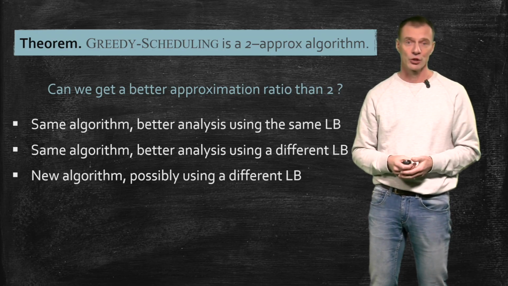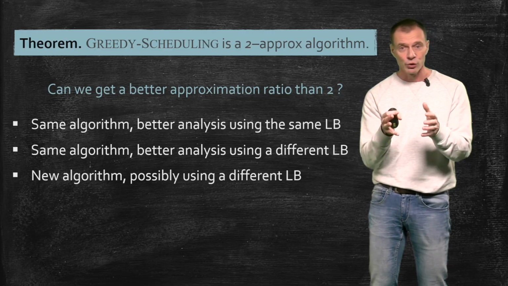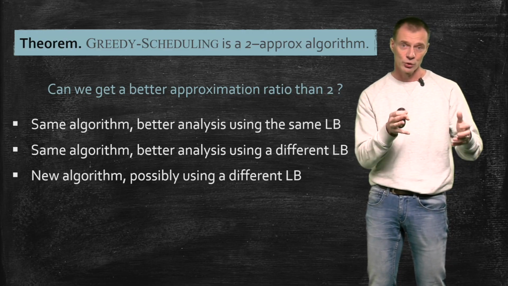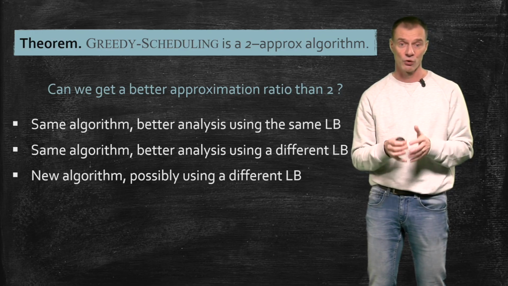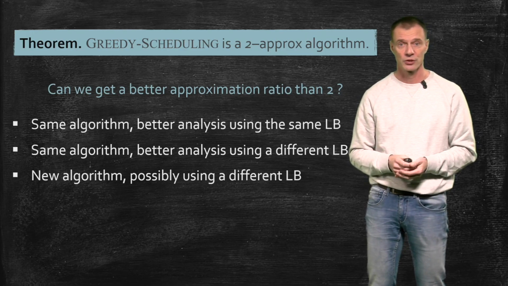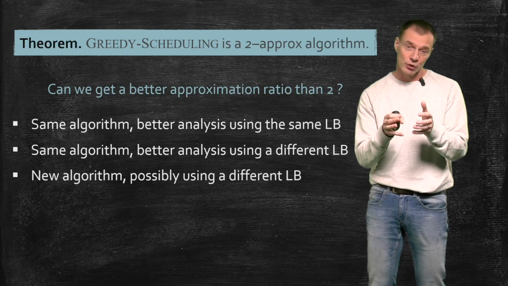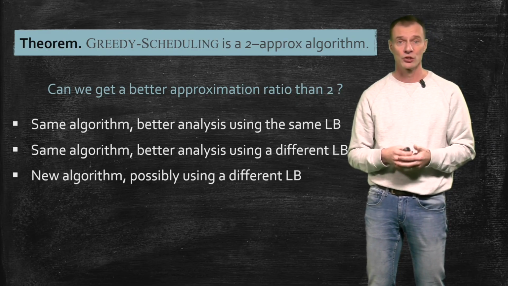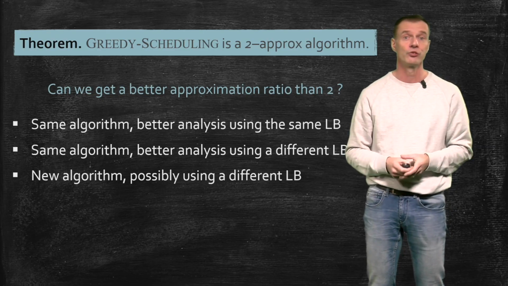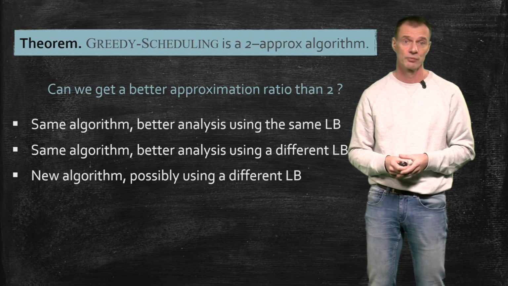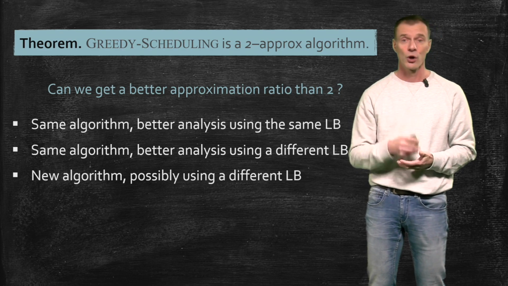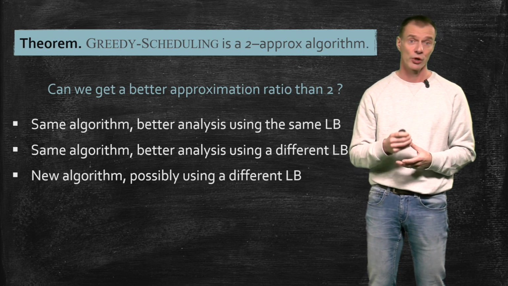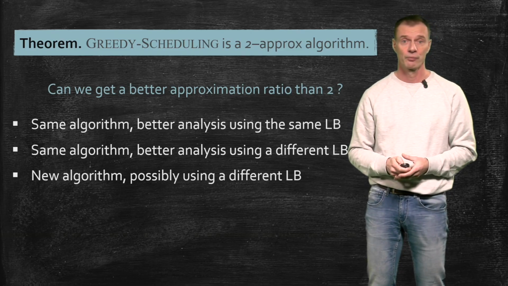The other thing that you could do is you could have the same algorithm, but maybe your lower bound is not so good. If your lower bound is far away from opt, then your proof, the approximation ratio, will also be far away from opt. So maybe if you can come up with a smarter lower bound that is closer to opt, you can get a result that is closer to opt. The third option is, just come up with a different, more clever, a better algorithm.